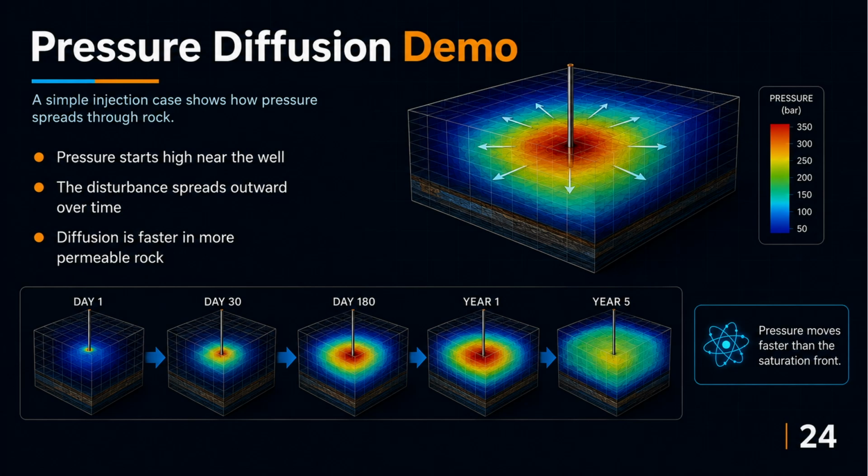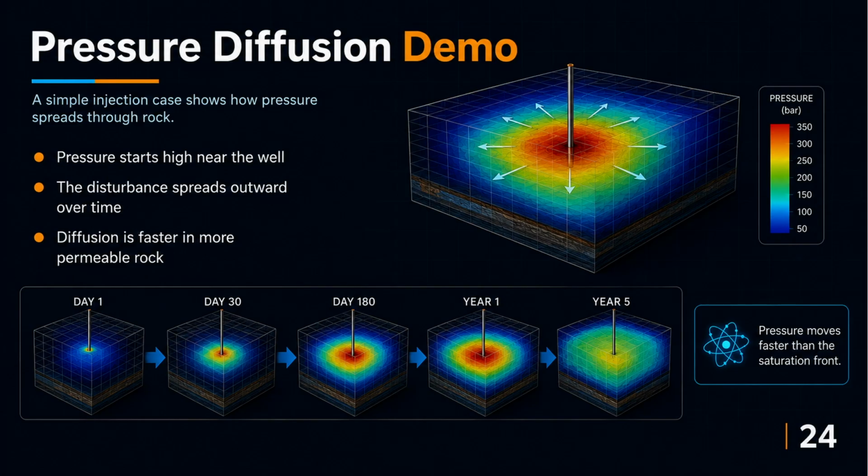Pressure diffusion also explains why pressure monitoring is powerful. Even if injected fluid has not reached a monitoring well, pressure may already respond. In field history matching, pressure data can reveal reservoir connectivity and permeability trends. So pressure is not only a flow variable, it is also a diagnostic signal for understanding the hidden reservoir structure.